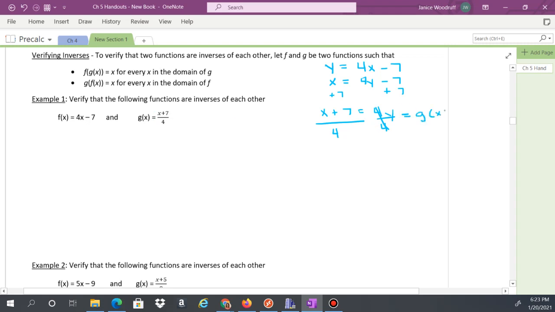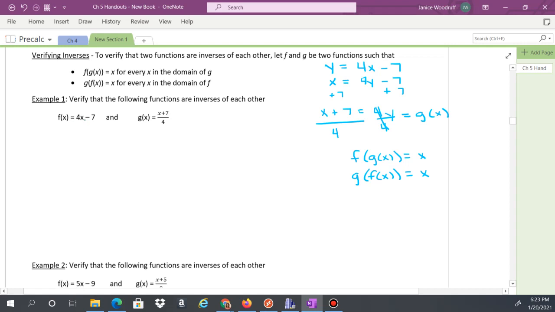So these are inverses. Which means if I know that they're inverses, then when the question says, what is f of g of x? I could just say it's x, since I know they're inverses. And what is g of f of x? I could also just say that it's x. What do I mean by that?